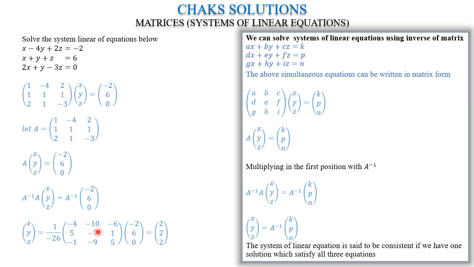So this is our inverse here. Then you multiply row by column, first with this matrix, and later with the constant 1 over minus 26. So x equals 2, y equals 2, and z equals 2. This is the solution here. Right, so let's go to the next example.